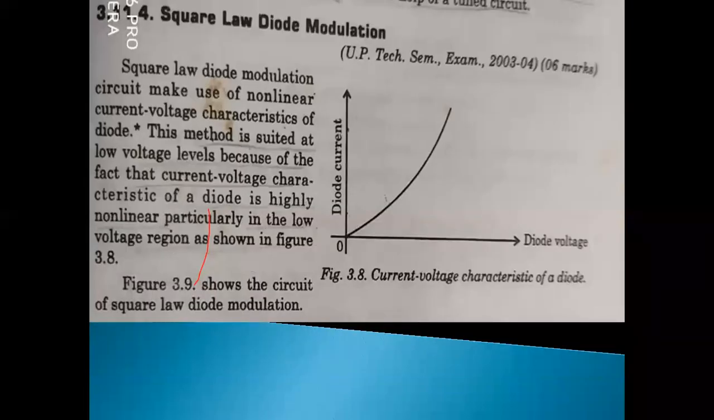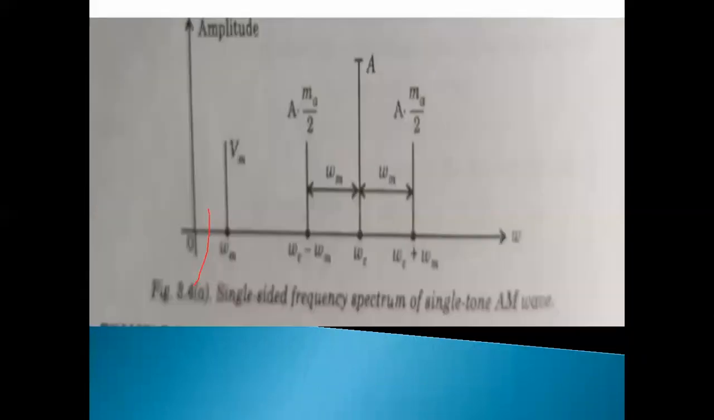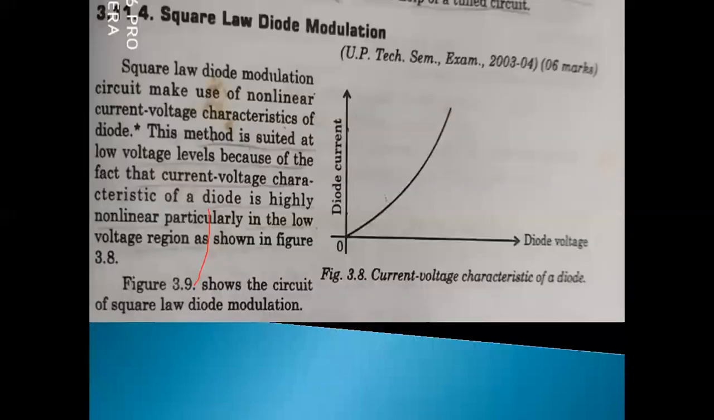You have two methods of generation: one is low level modulation and the other is high level modulation. The low level modulation you already saw: before power amplification, both the signals are modulated, then given to the power amplifier to radiate through an antenna. So that is low level modulation.